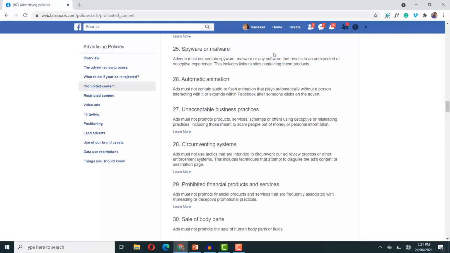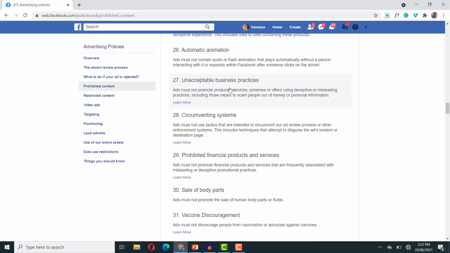Spyware or malware. Adverts must not contain spyware, malware, or software that results in an unexpected or deceptive experience. This includes links to sites containing those kinds of things. So you cannot have those kinds of things on your website that cause deceptive experiences for your users, where maybe they land on one page and you redirect them to another and stuff like that. It's not allowed. So we have automatic animation. Ads must not contain audio or flash animation that plays automatically without a person interacting with it or expands within Facebook after someone clicks on the advert. So that's not allowed.